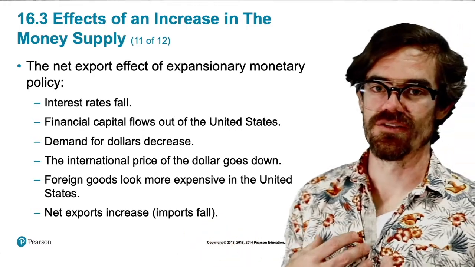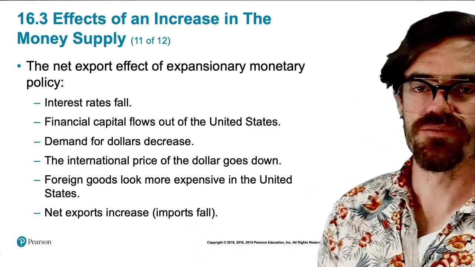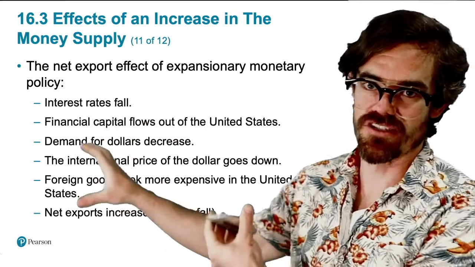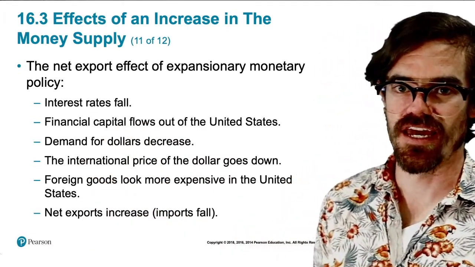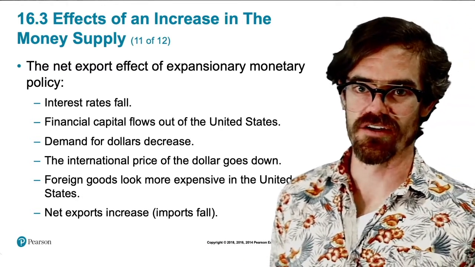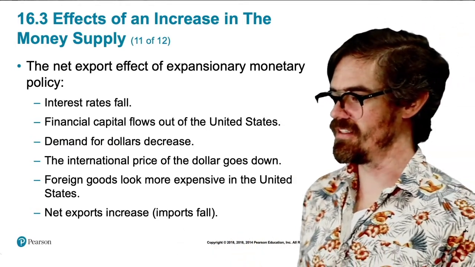And so when our goods become cheaper, foreigners buy more of our stuff. It also means that foreigners' goods become more expensive and we buy less of their stuff. And that has a positive effect on net exports. Net exports goes up. And since net exports, again, is part of aggregate demand, aggregate demand also goes up. And so basically that's what happens.